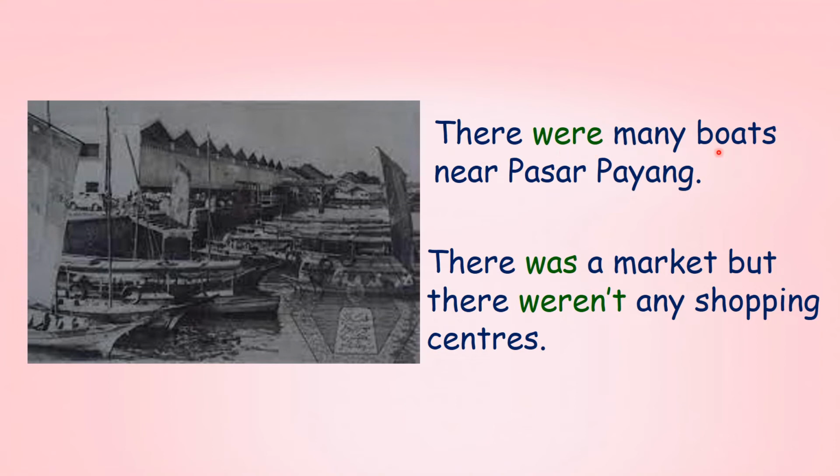There were many boats near Pasar Payang. Terdapat banyak boats berhampiran Pasar Payang, were. If now, we use are. This one for plural, untuk banyak. So, we use were. Okay, for singular, untuk satu, there was a market. There was a market, but there weren't any shopping centres. Terdapat sebuah pasar, tetapi tidak terdapat sebarang shopping centres.